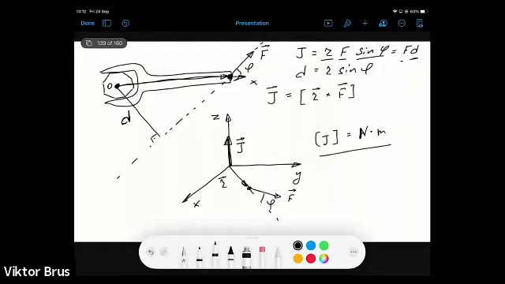So if we have more than one force exerted, for instance, let me maybe clean this part.